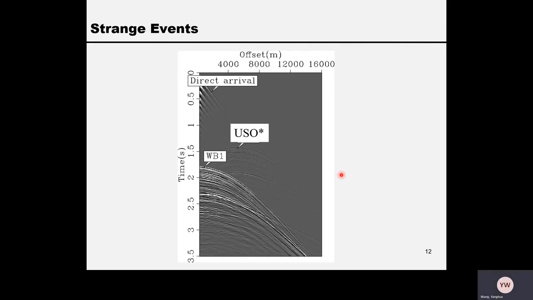Here is another example from marine acquisition. In the deeper water, the water bottom refraction is at 1.7 or 1.8 second. On the corner here, there's the direct wave. Right. So between the direct wave and the first arrival, which is the water bottom refraction, there's something that arrived earlier, before the water bottom refraction.